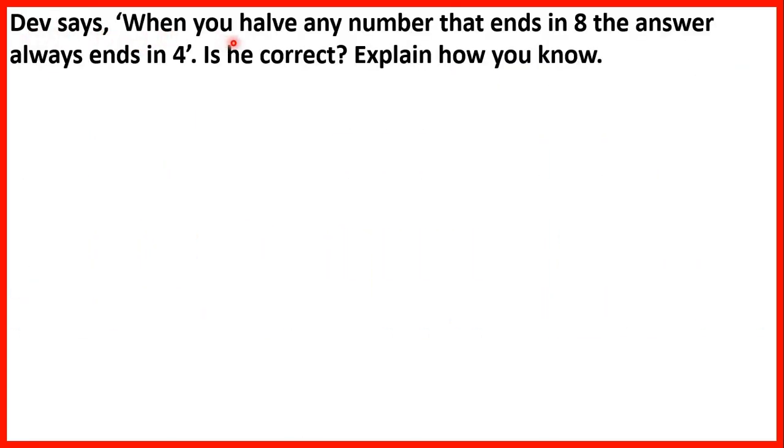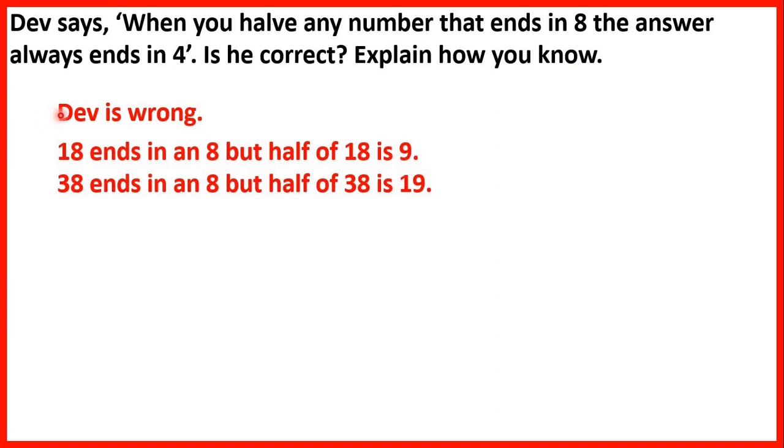Dev says, when you halve any number that ends in 8, the answer always ends in 4. Is he correct? Explain how you know. So Dev is wrong, and when the person is wrong, to explain how we know, we can give an example. So the number 18 ends in an 8, but half of 18 is 9, and 9 does not end in a 4. Remember, we find half of a number by dividing by 2, and 18 divided by 2 is 9.